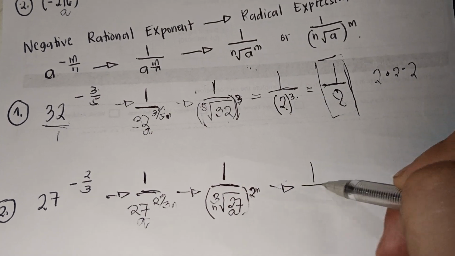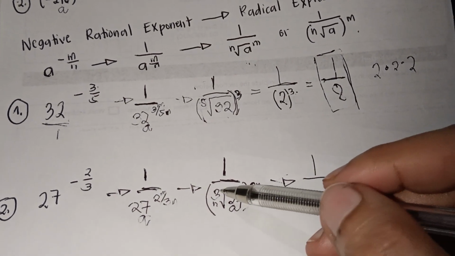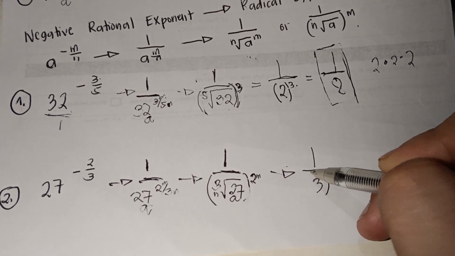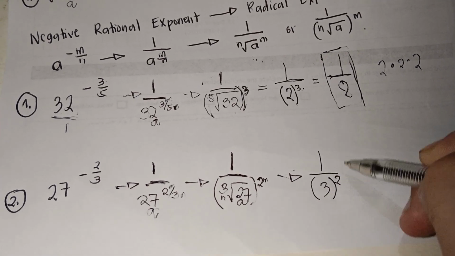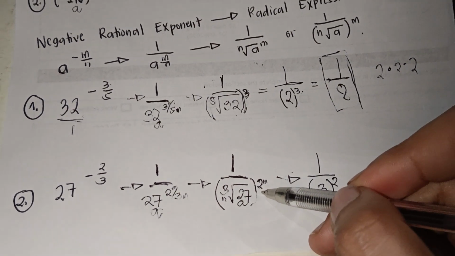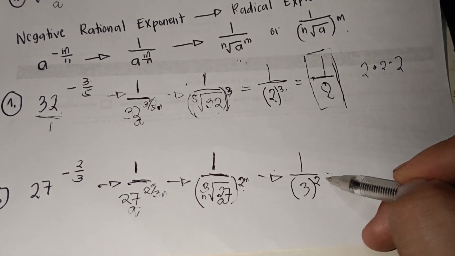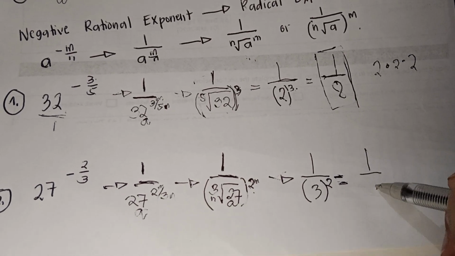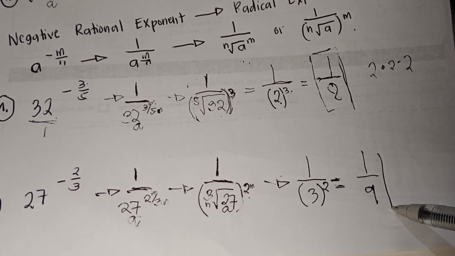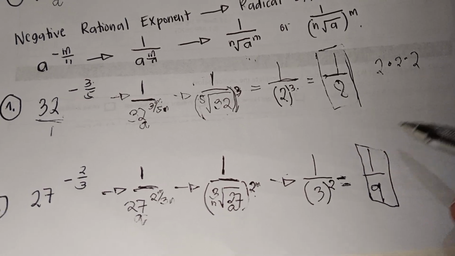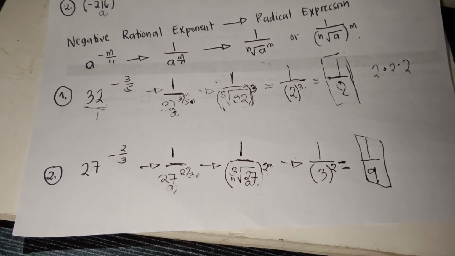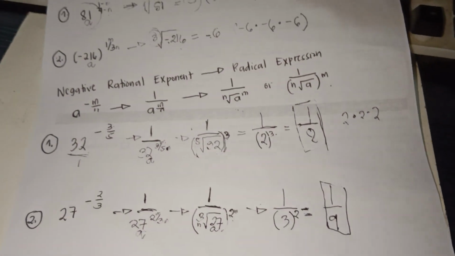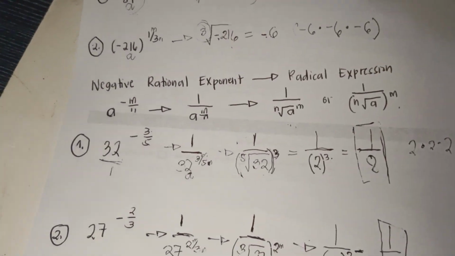Next, so 1 over, so ano po yung cube root of 27? So, that is 3. Then, raised to squared. So, syempre, hindi pa po tapos tayo dahil may squared pa po yan. So, simplify po natin. So, it will give us the value of 1 over 9. So, therefore, this is the answer po para po sa ating negative rational exponent, and write it in radical expression po.